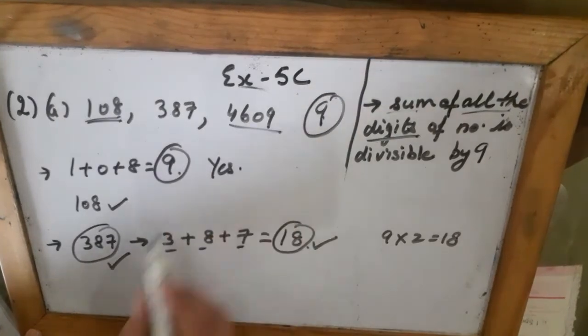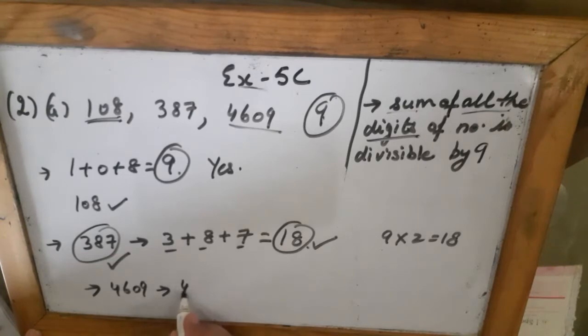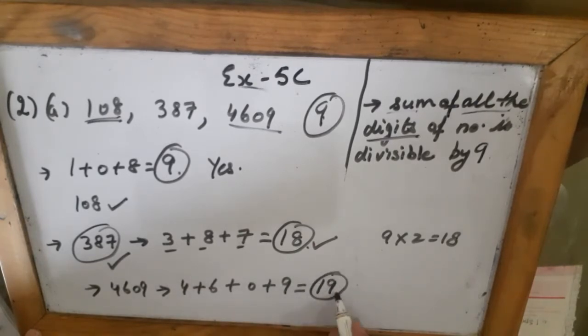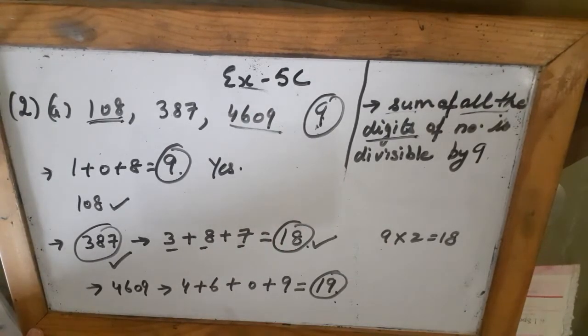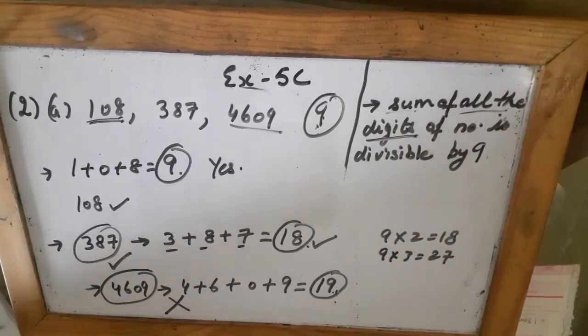Now let me take the next one. It is 4609. So 4 plus 6 plus 0 plus 9. What will you get? 10 and 19. Now look at this, 19. Do you get 19 in the table of 9? Is 19 a multiple of 9? No, 9 twos are 18 and 9 threes are 27. So we don't get 19 in the table of 9. 19 is not divisible by 9. So what it means is this number is not divisible by 9.